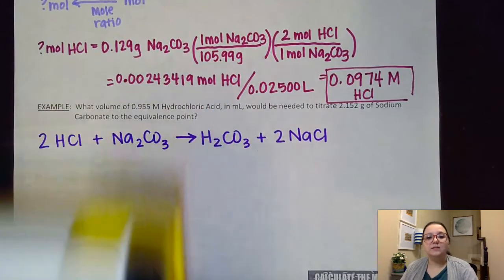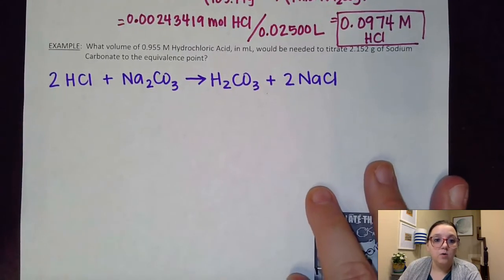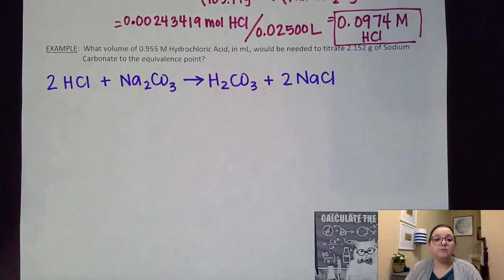All right, let's go ahead and look at another problem here. The next one says, what volume of 0.955 molarity hydrochloric acid in milliliters will be needed to titrate, meaning react with, 2.152 grams of sodium carbonate to the equivalence point? Luckily for us, this was the same exact equation we saw just a minute ago, except that we have different pieces of information now.